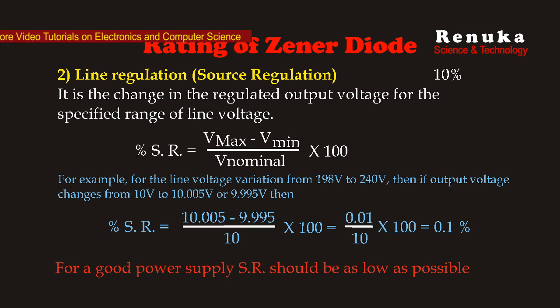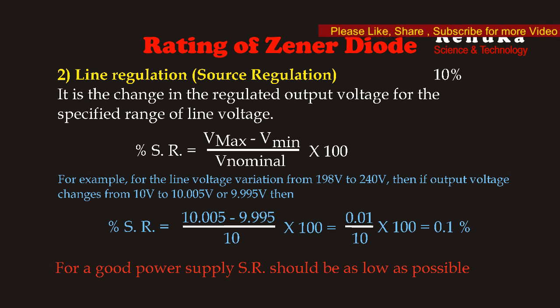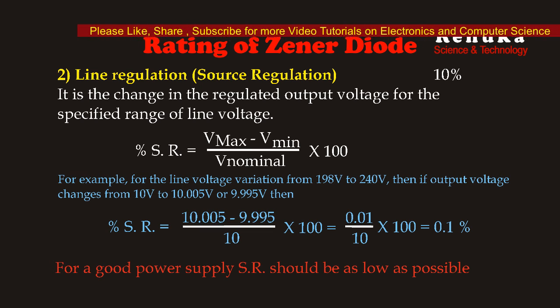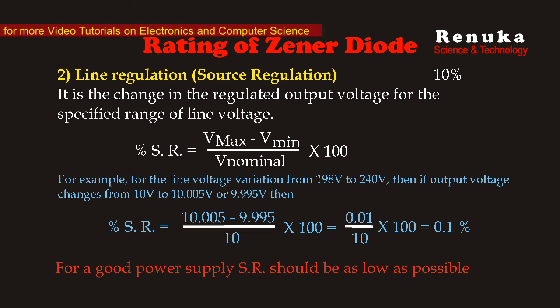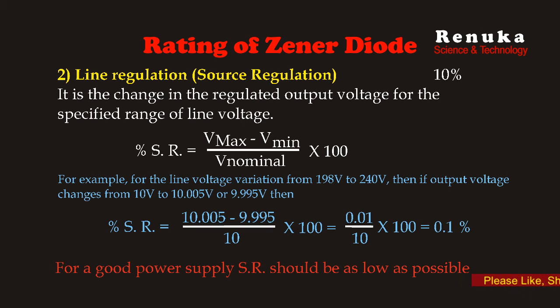Now the second regulation is line regulation. It is the change in the regulated output voltage for a specified range of line voltage. For example, if the line voltage is varying from 198 to 240 volt, and the output voltage changes from 10 volt to 10.005 volt or 9.995 volt, then this source regulation or line regulation can be calculated as V max minus V minimum divided by V nominal.